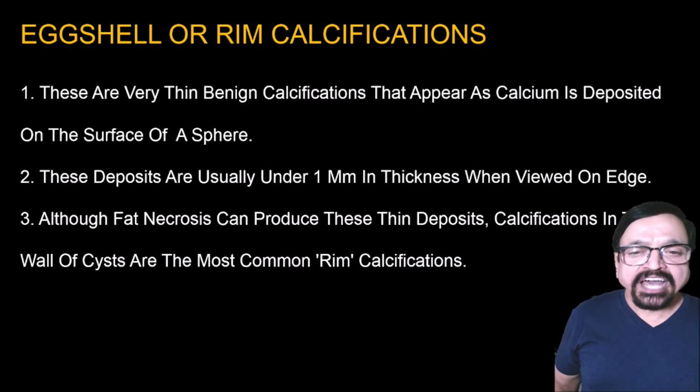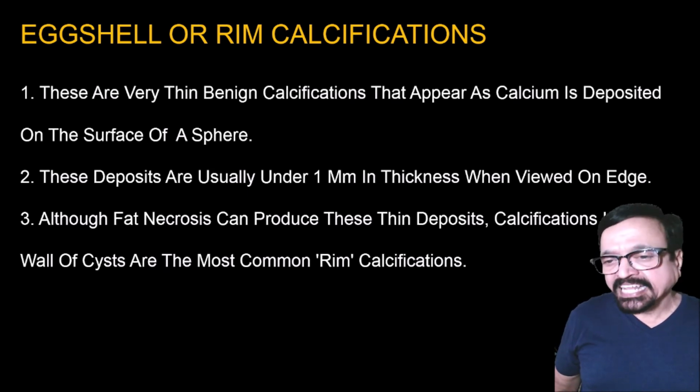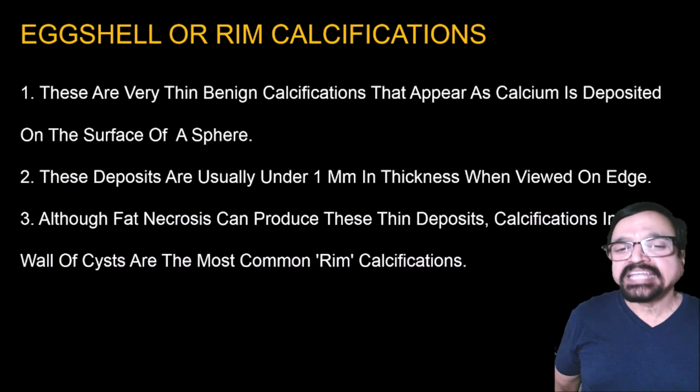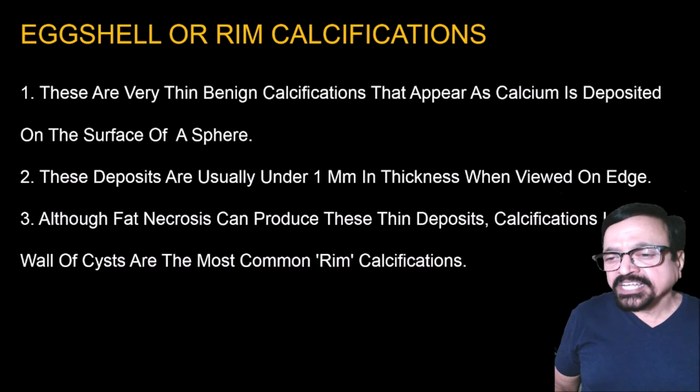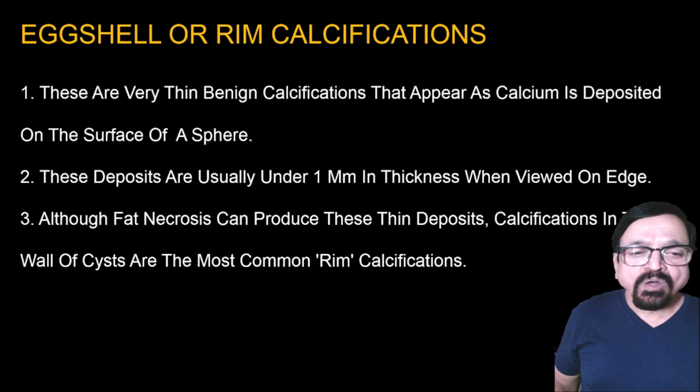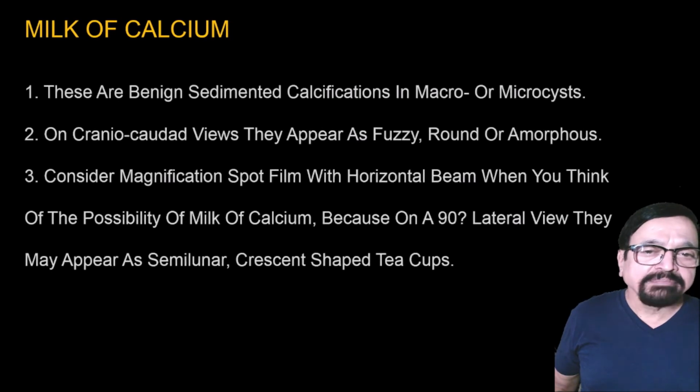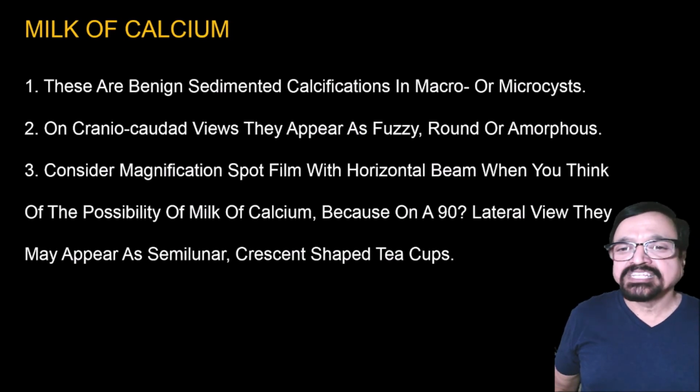These deposits are usually under 1 millimeter in thickness, and when viewed on the edge, although fat necrosis can produce these thin deposits, calcifications in the wall of a cyst are the most common rim calcification. The milk of calcium is extremely rare. These are benign sediments of the calcifications in a micro or macro cyst.